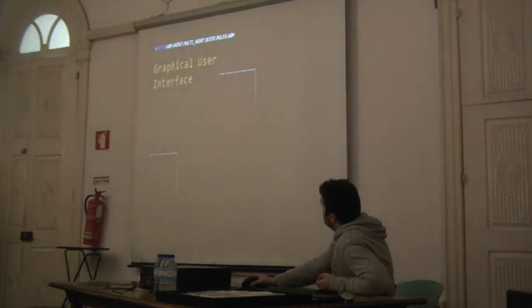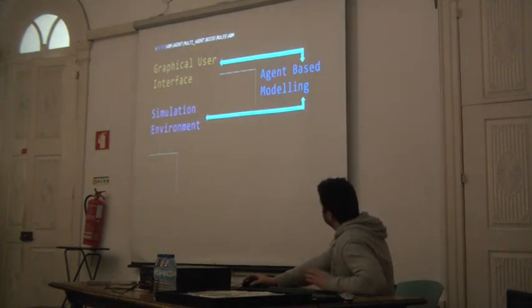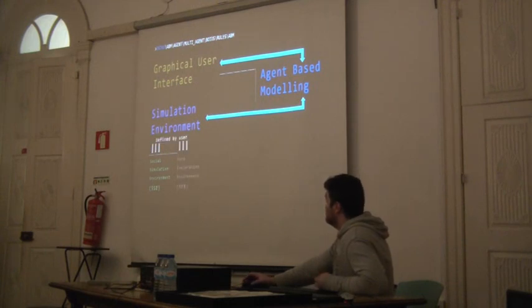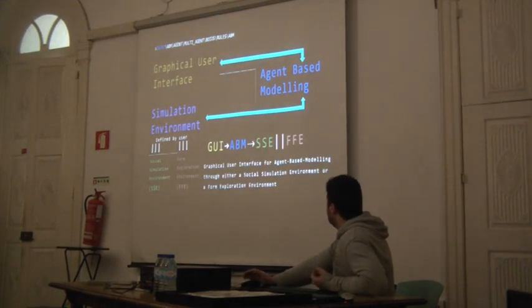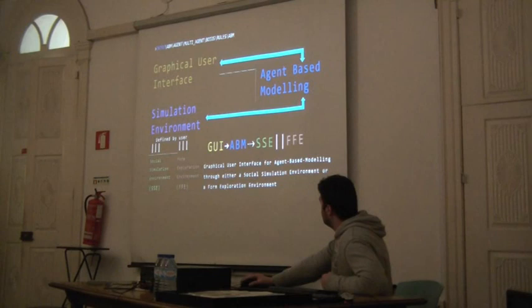So, the application I'm developing is based on a graphic user interface for agent-based modeling within a simulation environment. This simulation environment can be either a social simulation or form exploration, so that is defined by the user. So in the end, it's a graphic user interface for agent-based modeling through either a social simulation environment or a form exploration environment.